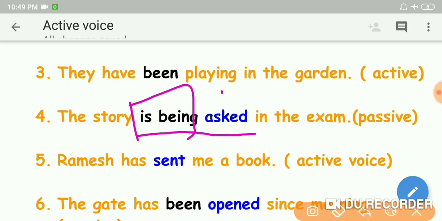Again, one V3 form of the verb we have, my dear friends. Asked is the V3 form of the verb. For example, ask, asked, asked, asking. So this is the V3 form of the verb, my dear friends. So that's why this sentence is in passive voice.